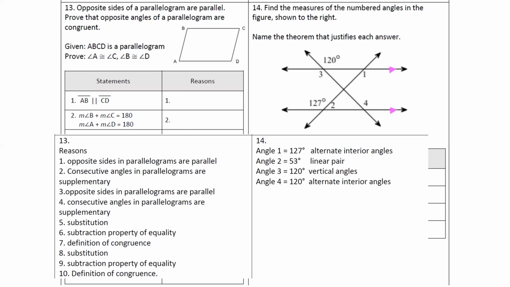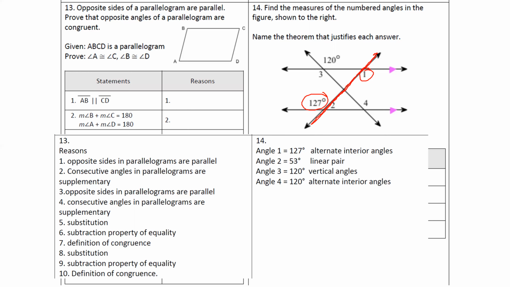We have angle 1 up here, this one. It's going to be congruent to the 127. We have parallel lines. This line is a transversal that's cutting them. So angle 1 and the 127 that's down here, those two are alternate interior angles. So they are going to be congruent. So it's also going to be 127.